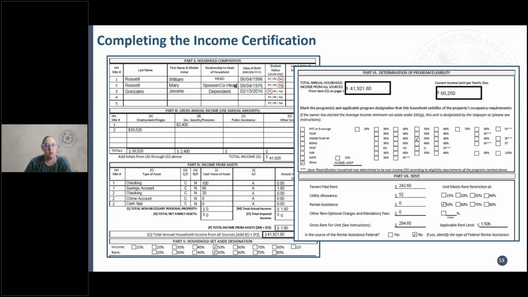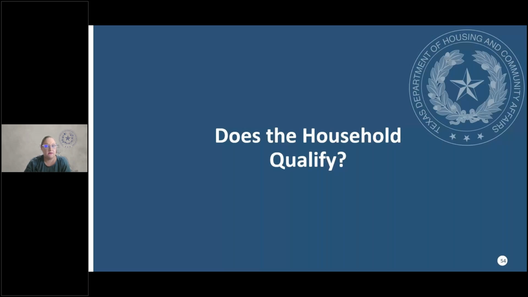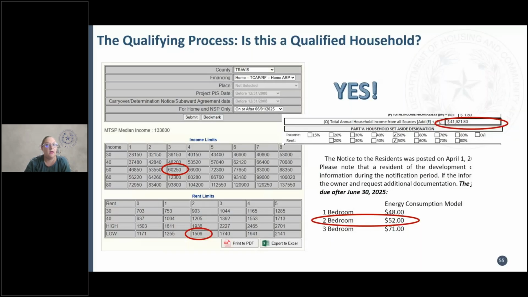Does the household qualify? Yes, we can see that they've got an annual income of $41,921.80, and their income is under the limit of $60,250 with a low home rent of $1,506. But because this is a home ARP population, we are going to have the rent based on their adjusted income.